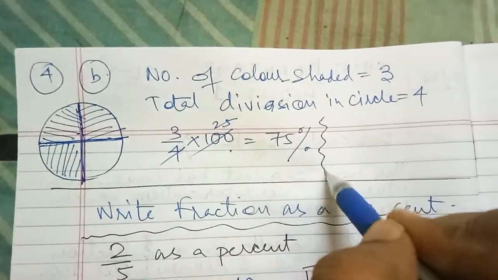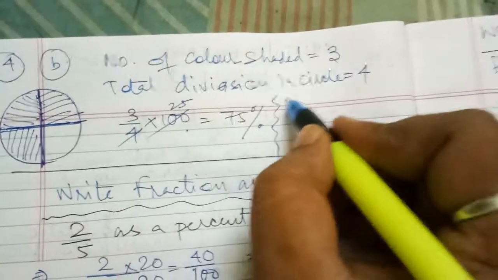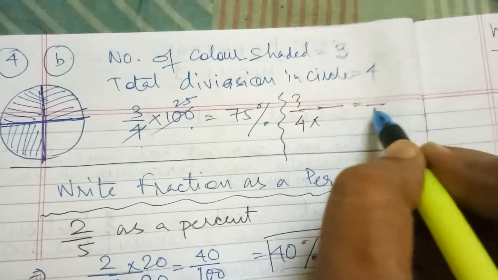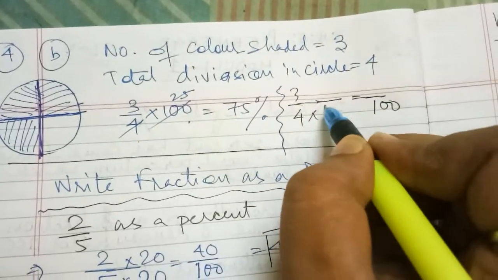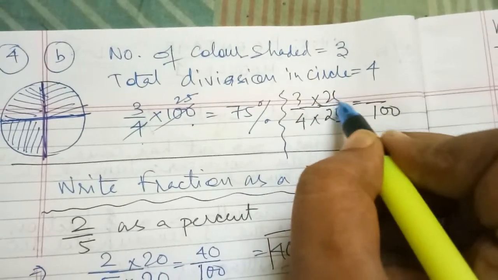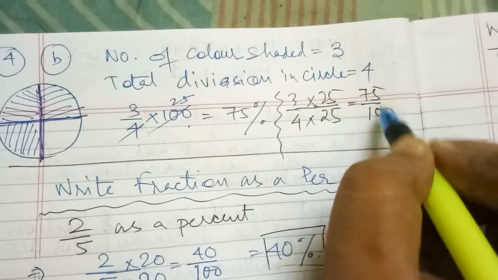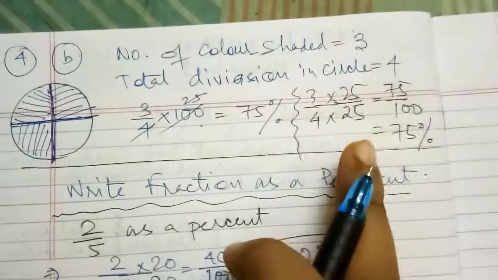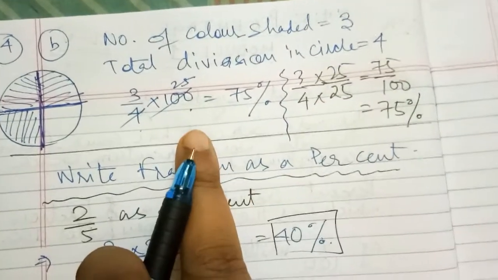Or else you can do the same thing in another method also. 3 by 4 into, you have to make it 100. Then this will be 25, and this is also 25. That is coming 75 by 100. That is only 75%. You can do it in this process also.